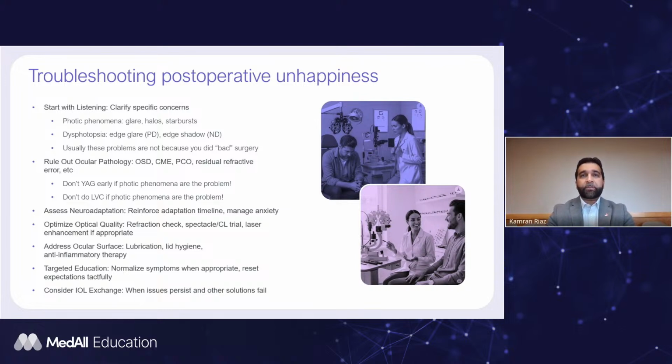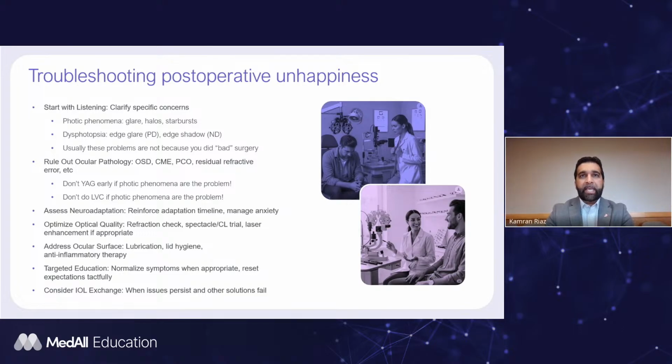Again, don't do laser vision correction if photic phenomena are the problem. I see so many patients on referral who said from day 1 they had glare and halos, and you see that the angle alpha is like 0.7. They've had higher order aberrations, and they've undergone multiple PRK laser vision corrections that treat like -0.5, sometimes even -0.25. The surgeon thought that doing that would fix the patient's problem. So understand photic phenomena versus dysphotopsias versus true ocular pathology.